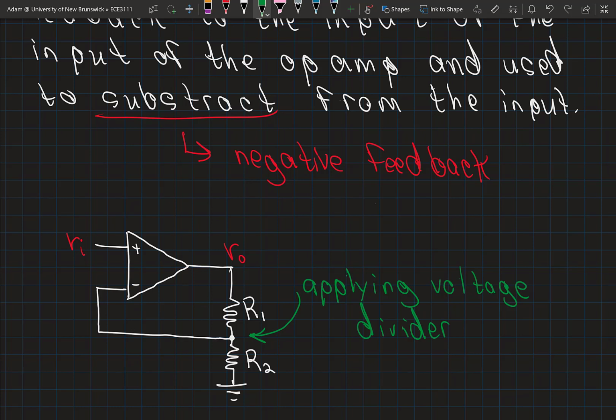Okay, so I guess technically it's the combination of these resistors that's the voltage divider. So only the voltage at this point here is actually fed back to the input. Let's call that voltage at this point VA. Let's put some other voltages on here as well.